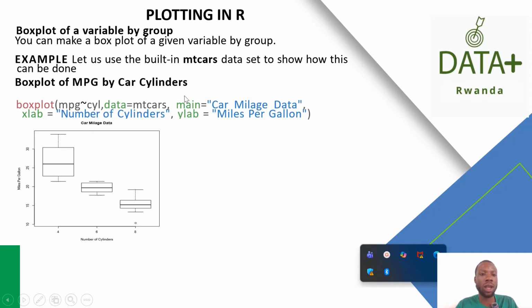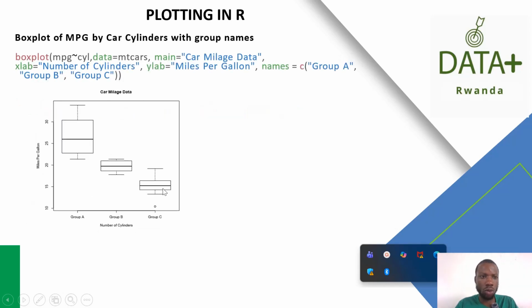I put the comma and then add the data, I put the name of the data, and I add the title of the chart as car mileage data. Then I add the x label, which is the number of cylinders, and the y label, miles per gallon, something like that. After doing this, I have to run it, and then you see that it is going to be separated. So again, the box plot of mpg by car cylinders, with group names.